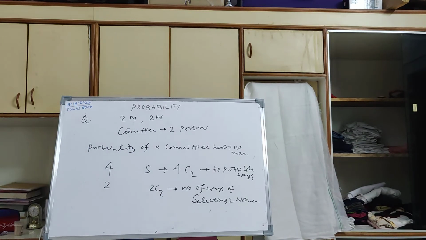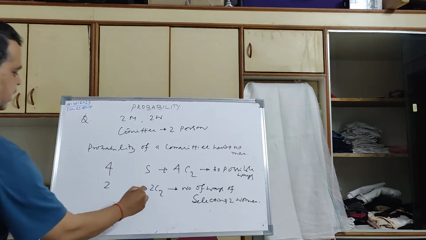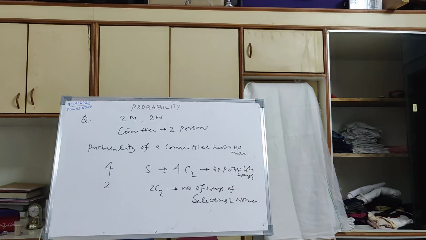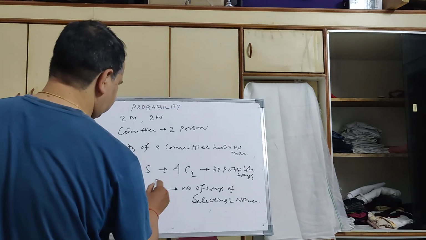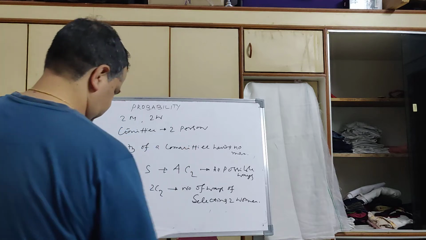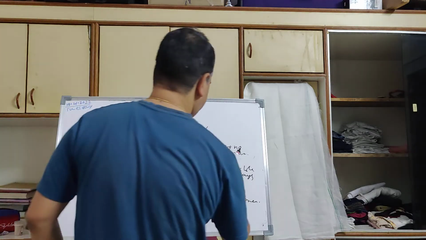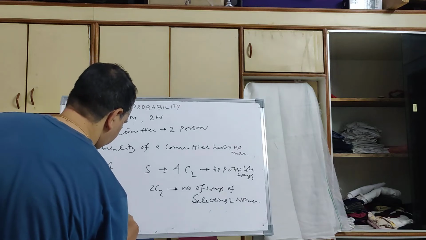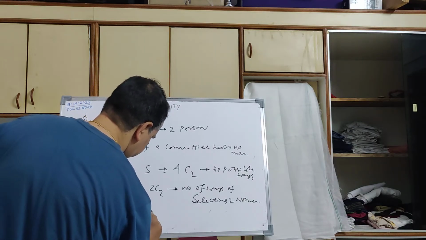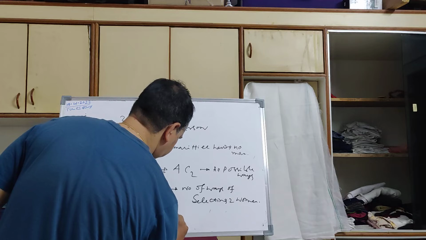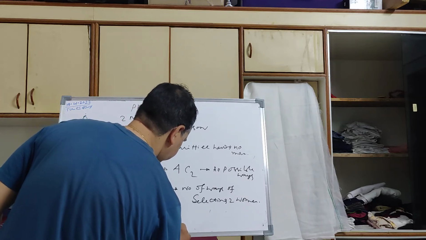The question is forming a committee without man. There won't be any man. That means you have to select from two women only. Having no man means two women. So what will be the probability? The probability of no man is equal to 2C2 by 4C2.